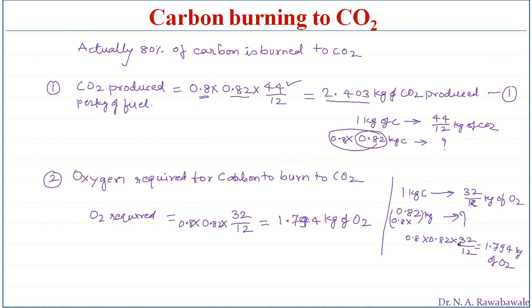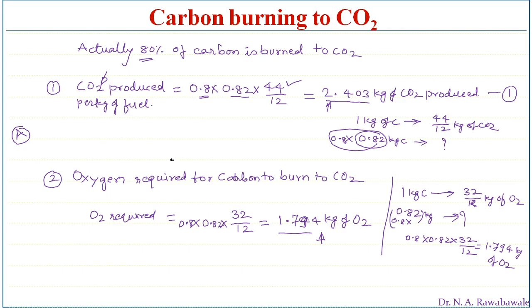So here we obtained two things. One is how much carbon dioxide is produced per kg of fuel burned, and how much oxygen is required to burn this 80% carbon to carbon dioxide. So this is one thing, and we call this part A, in which carbon burns to carbon dioxide.